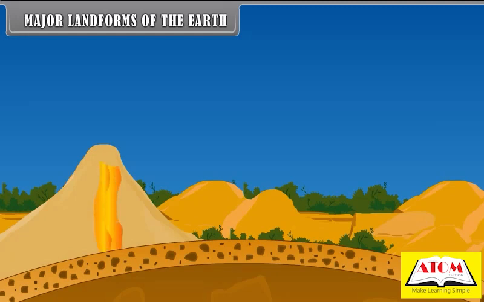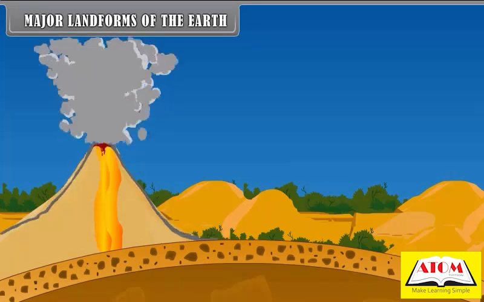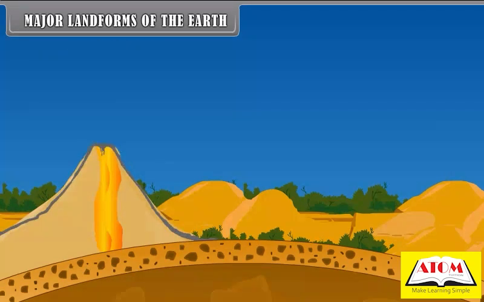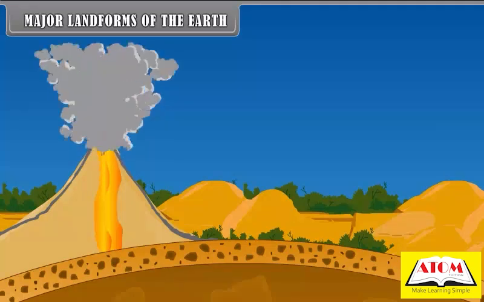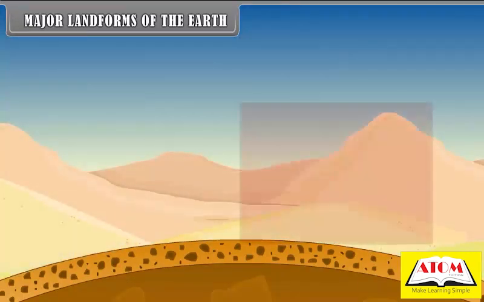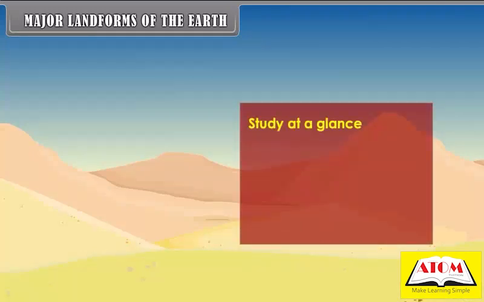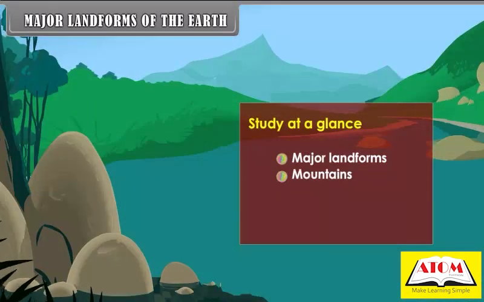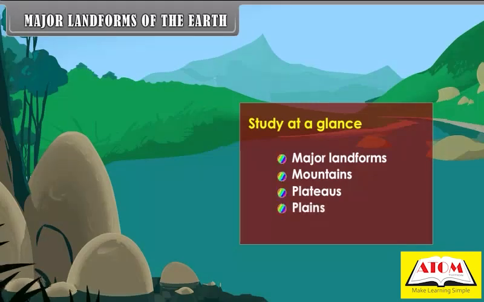Earthquakes and volcanic eruptions bring abrupt changes on the Earth's surface. All these changes on the Earth's crust give birth to different types of landforms. Study at a glance: major landforms, mountains, plateaus, plains, oceans.